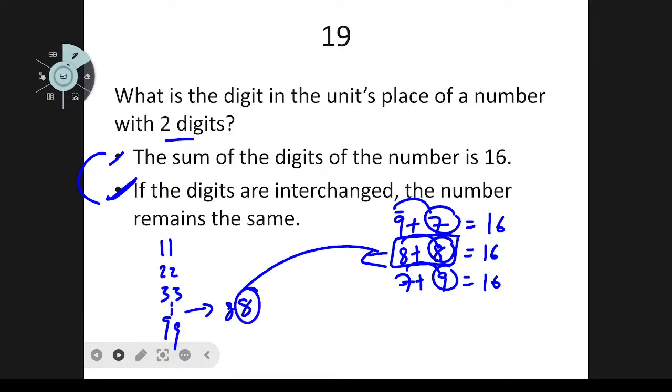Unit digit is 8. How do I know? By using both the statements. By using both the statements, I know that it is 8 in the units place.